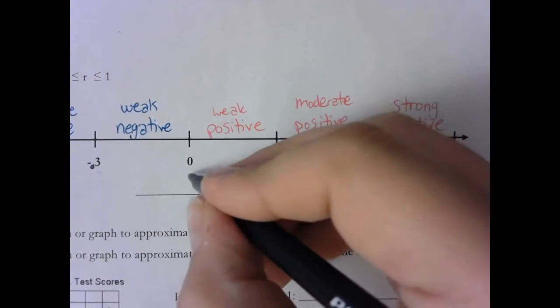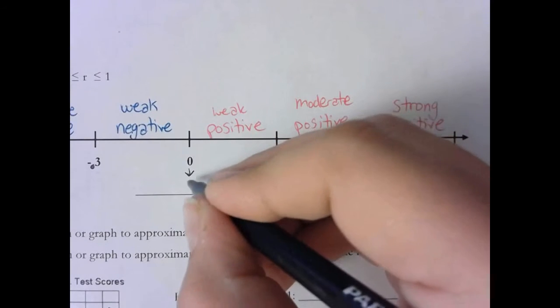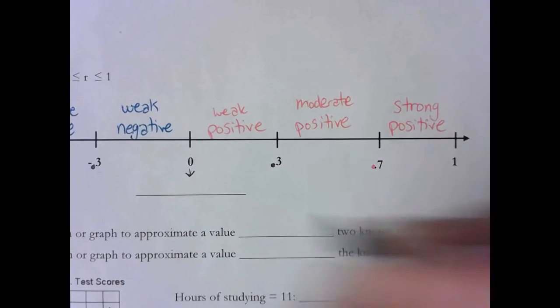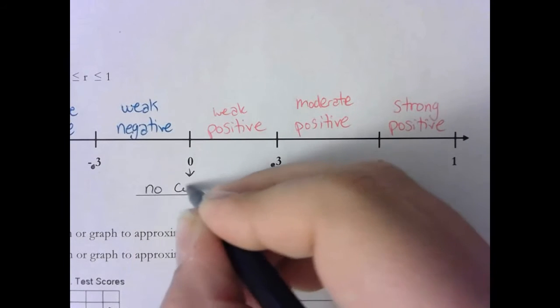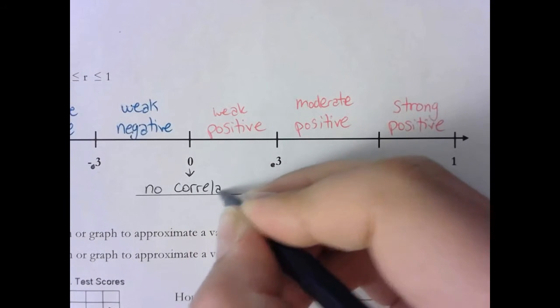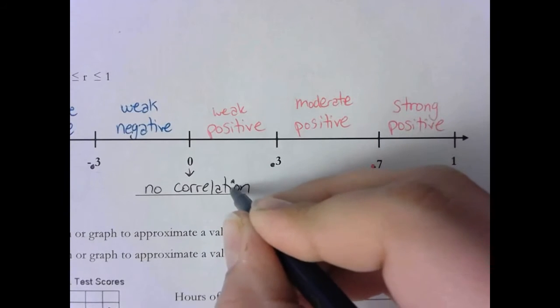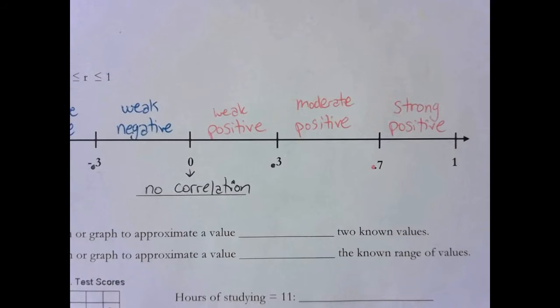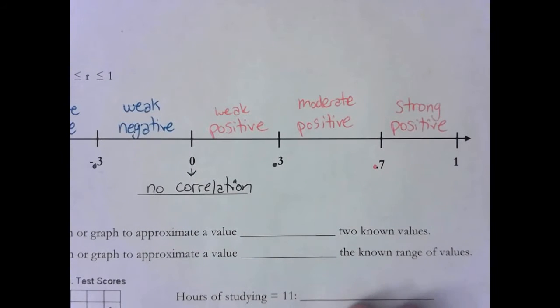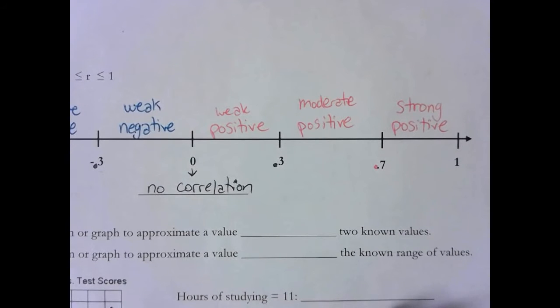And I said 0 is a special case. If it's exactly 0, so if it exactly equals 0, there's no correlation. Again, if your R, which represents your correlation coefficient, is exactly 0, that means there is no correlation. Whew, okay, on to a slightly related note, but kind of different, going a little bit away from correlation.